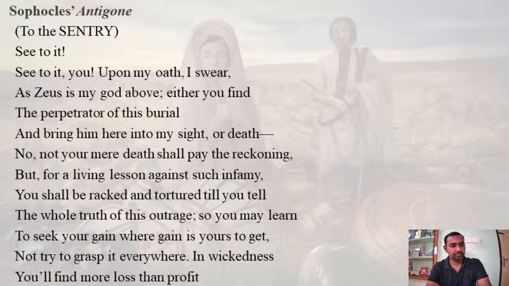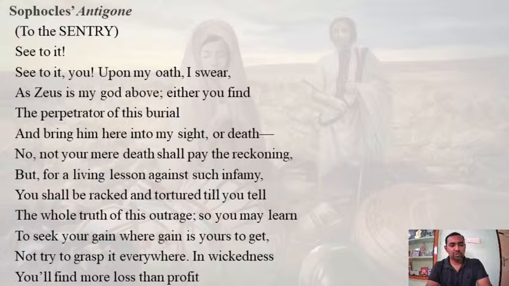I will kill you. No, not your mere death shall pay the reckoning, but for a living lesson against such infamy, you shall be racked and tortured till you tell the whole truth of this outrage. So you won't die just like that, you will be racked and tortured to death. Racked means tormented. So you will be tormented and tortured until the truth comes out, until you give me the truth. So the sentry understands that he is not in a good position. If he doesn't find out the truth, he might as well meet with his end.